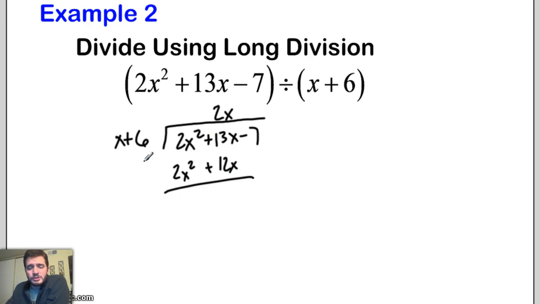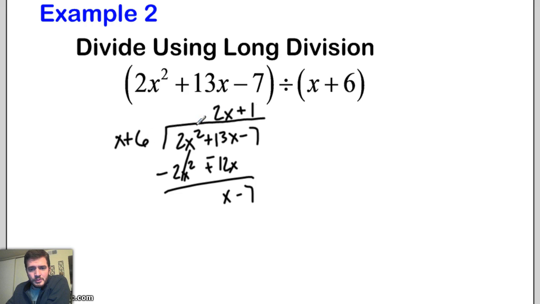Now, make sure at this point we subtract, so you're going to want to subtract both terms. So here, it's just 0. That just cancels. And then 13x minus 12x is just x. So I'm going to bring that straight down, so it's x minus 7. Now, what do I multiply x by in order to get x? Well, that's just 1. So plus 1 here.